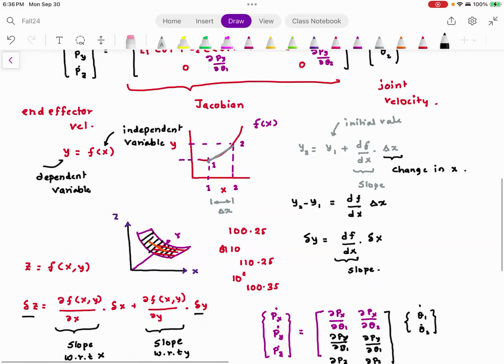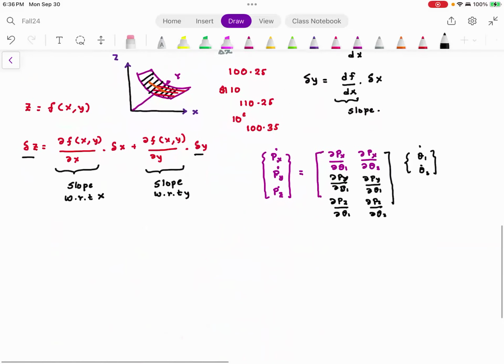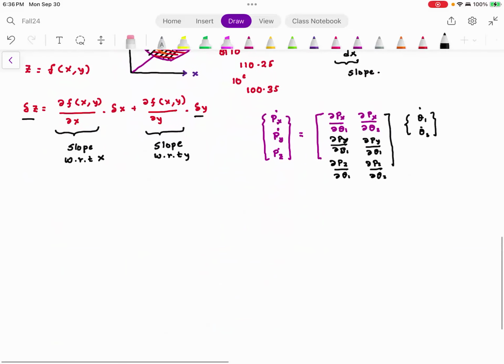Okay. Now what I'm going to do is try to solve a problem wherein I have this robot.